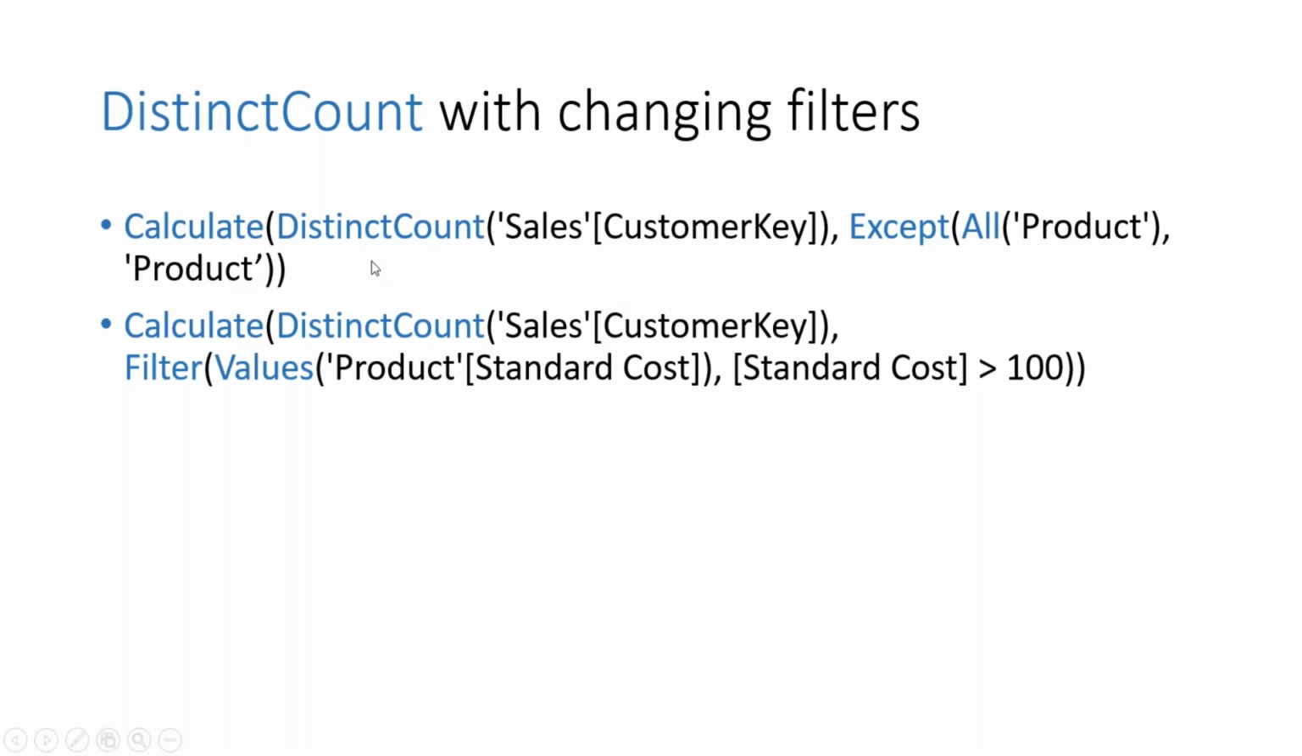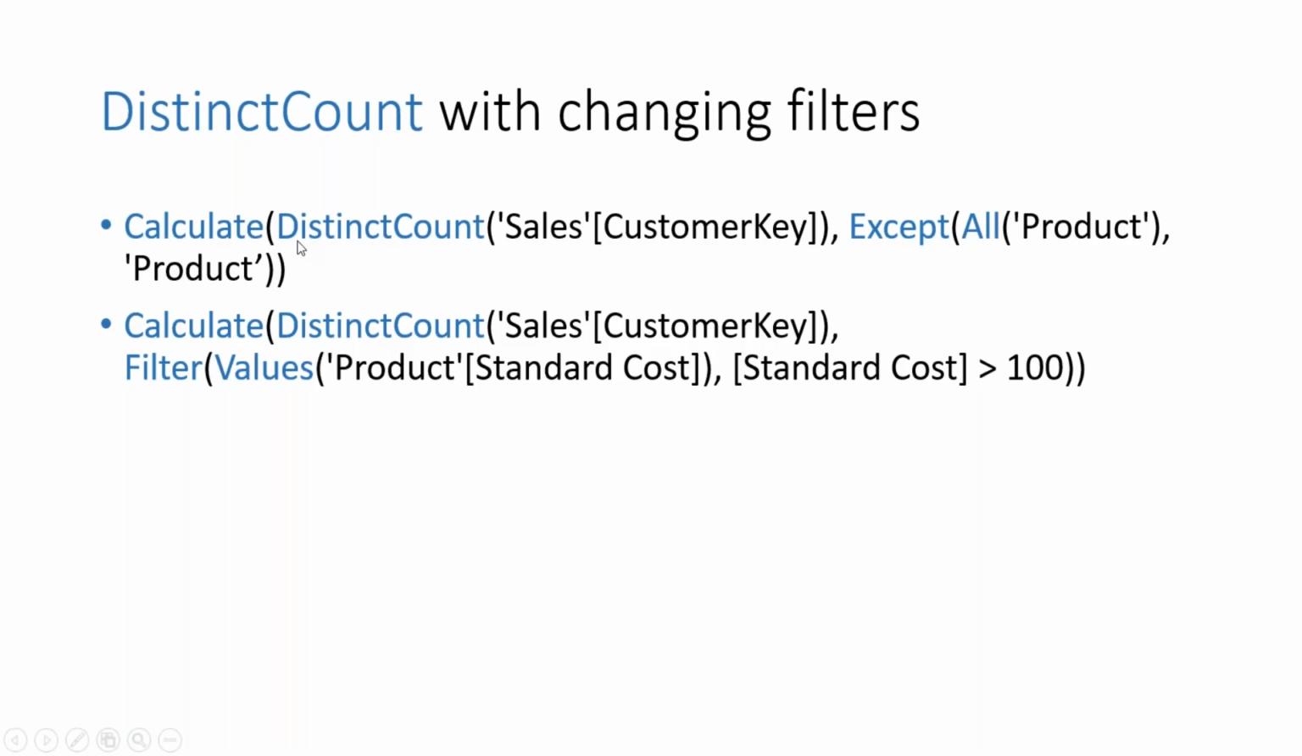So the first expression is one where the user says, on my report, I want to select a product, but then I want to count all the customers who bought the other products. So I want to get the count of customers not who bought the product I selected, but who bought the product I didn't select, who bought the other products. So he came up with this expression.